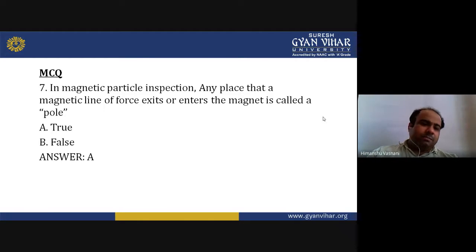Now, in magnetic particle inspection, any place that a magnetic line of force exits or enters the magnet is called the pole. You know the South Pole and the North Pole.